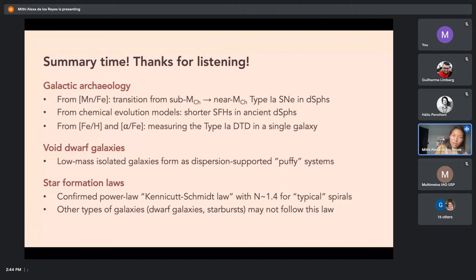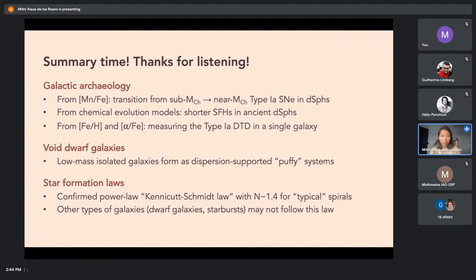From the galactic archaeology end, we've seen that from manganese, we can understand something about the mass of type Ia supernovae in dwarf spheroidal galaxies. We can also model the chemical evolution of these systems, and that will tell us something about the star formation histories. Then we can use that to measure the delay time distribution in just a single galaxy, which to our knowledge has not been done in a time-resolved way before.